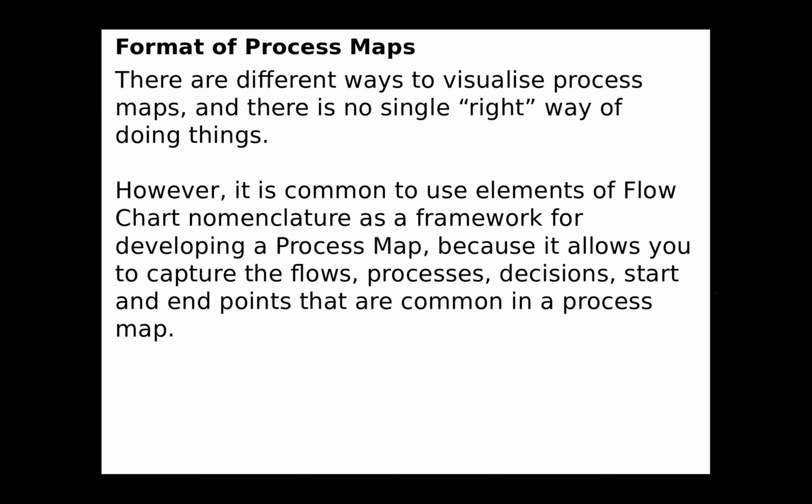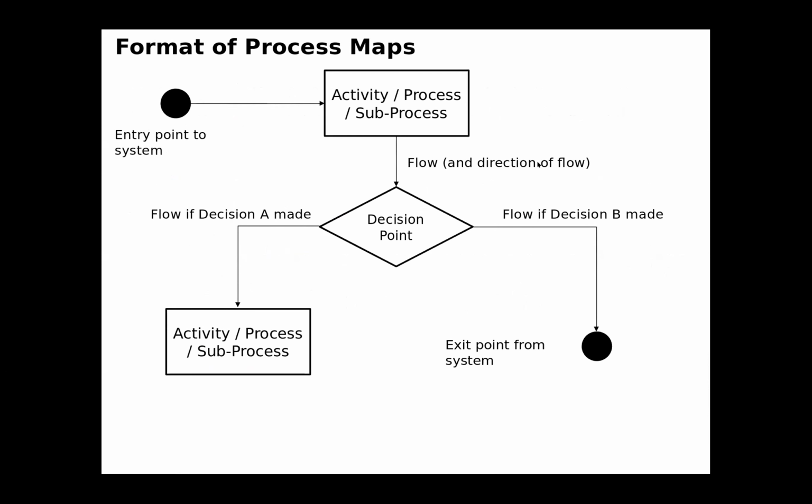The key thing to say about process mapping is there's no single right way to do it. In fact, whatever works for you as the model builder and for the stakeholders in terms of getting them to talk about and express what the real world system looks like is the right way. Commonly though, it's very common to use elements of flowchart nomenclature as a framework for building up a process map, because it allows you to capture things like flows and processes, decisions, starts and endpoints.